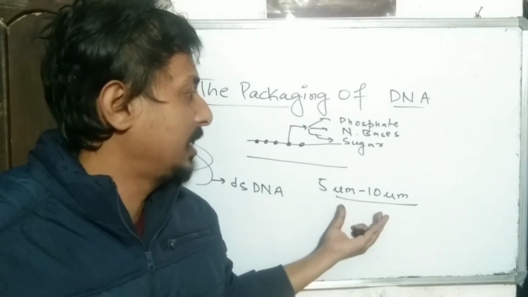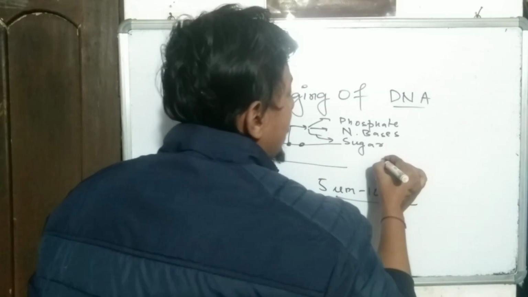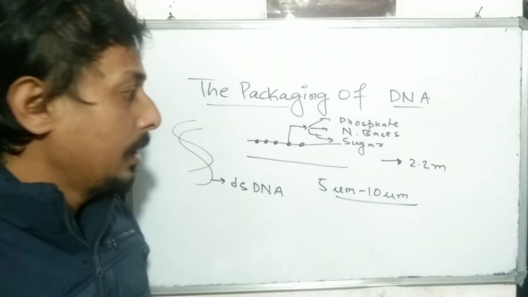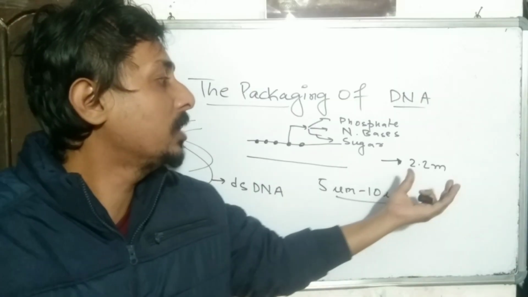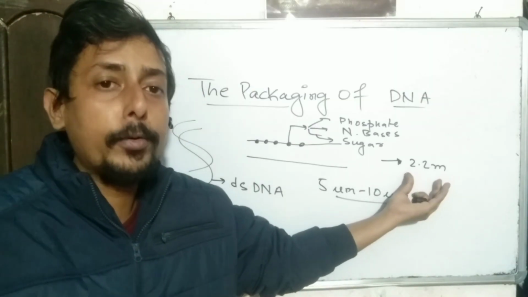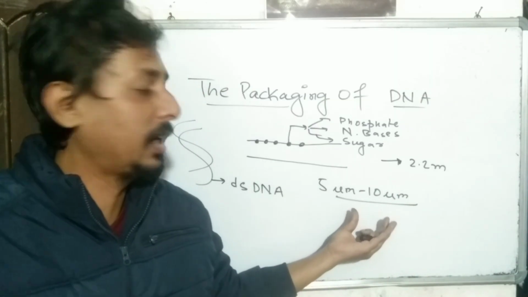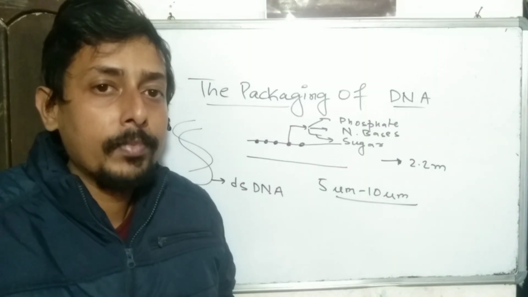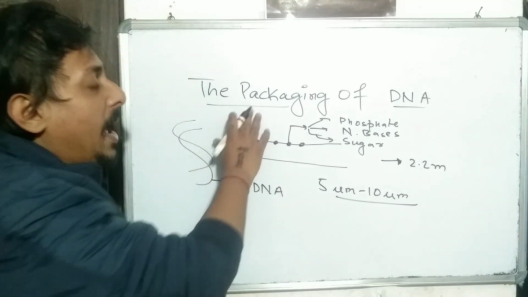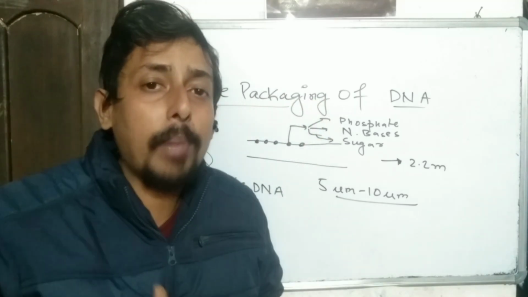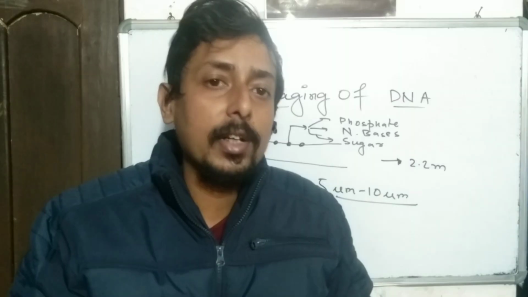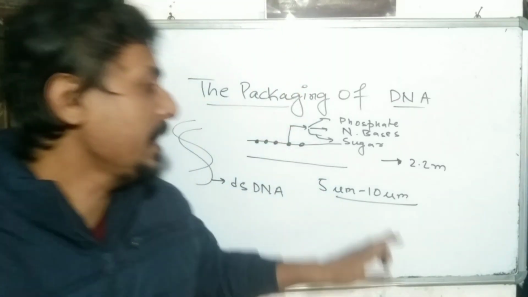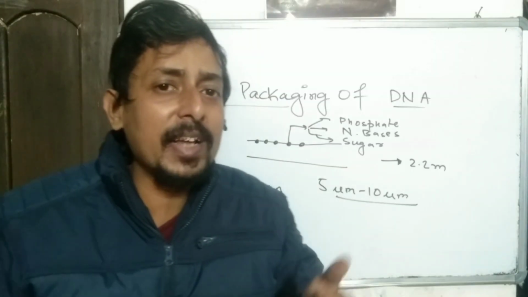This is a very small structure, and the length of this DNA thread is 2.2 meter in human beings. Now, the question arises, how does this very big structure, 2.2 meter long, fit in a very small structure that is approximately 10 micrometer? So here the concept comes, the packaging of DNA. DNA is packaged in such a molecular fashion, in such a structure, that it fits in a very small space, say 10 micrometer. How does this packaging occur?